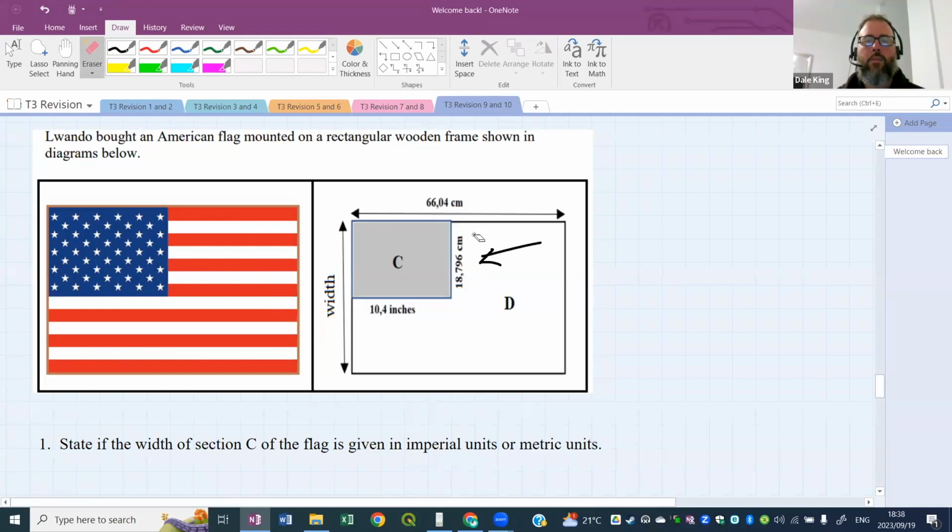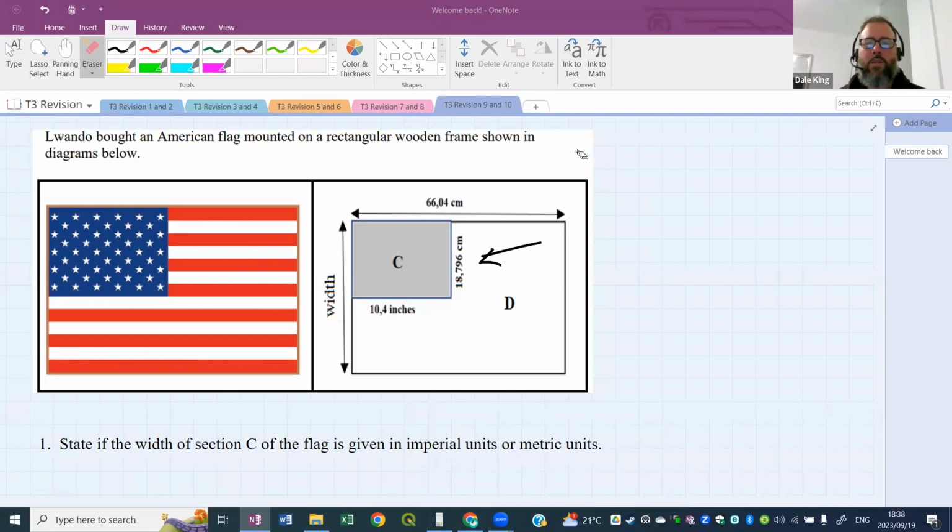This one here. The width, the shorter one. Not the long one. The shorter one. Is it imperial or metric? Yes, it's metric, guys. Metric, that's our one. Right, metric is the best. Don't worry, we're all tired. All right, metric is the best.